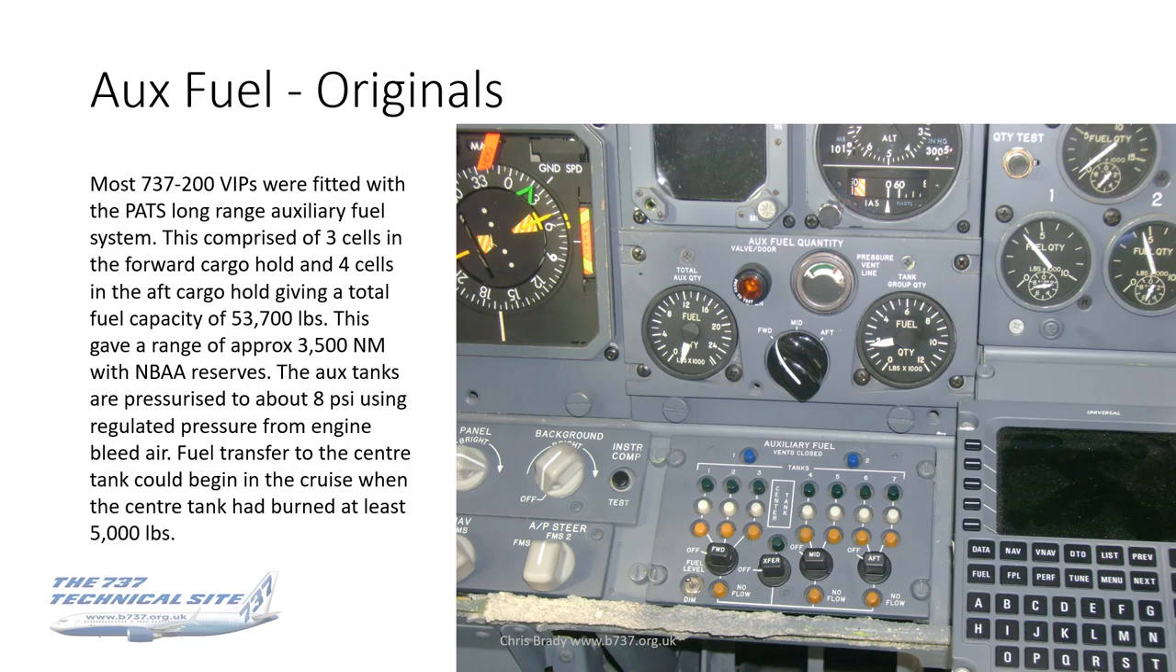So you've got four cells in the forward cargo hold and four in the aft hold, and you can see those cells itemized in columns on that display panel there from 1 to 7, with the center tank being displayed between auxiliary tanks 3 and 4. And all the selections are on there, and your transfer functions and the like.